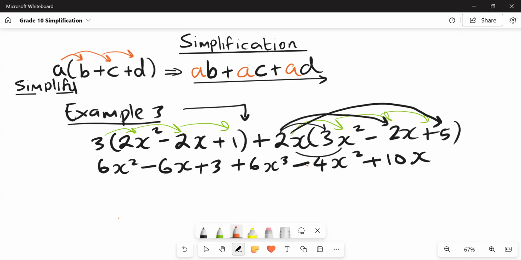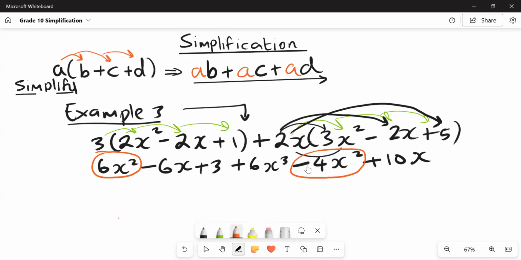How do you collect your like terms? They should have the same exponent and the same variable. Then you have your like terms, right? So let's start with 6x squared, which goes with negative 4x squared, right?